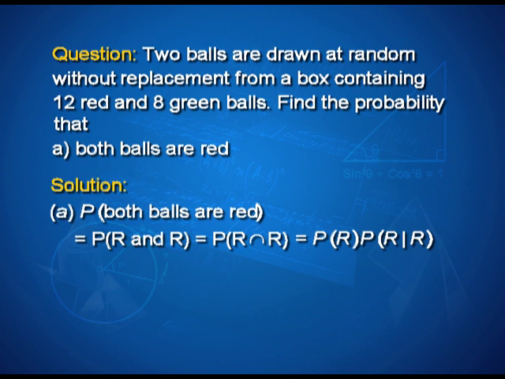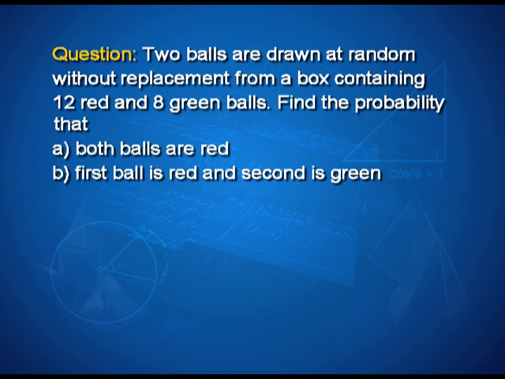That is what the multiplication theorem tells us. Probability of R red ball is 12 by 20. Probability of R given that first was red will be 11 by 19, because one red was taken out. 19 out of 20, one ball gone leaves us with 19 possible outcomes. This calculation simplifies to be 33 by 95.